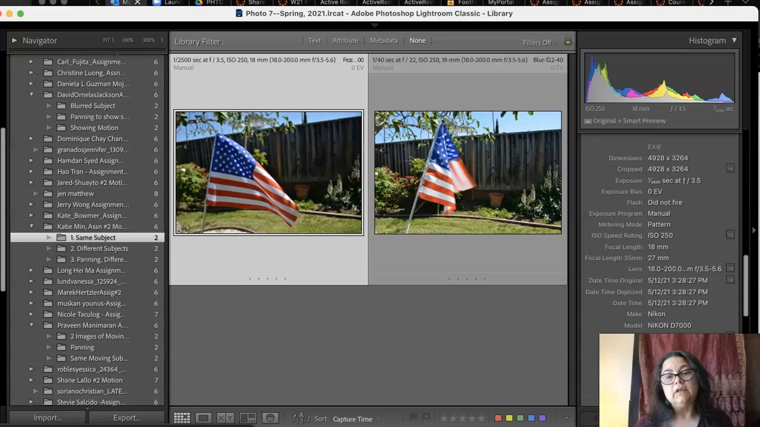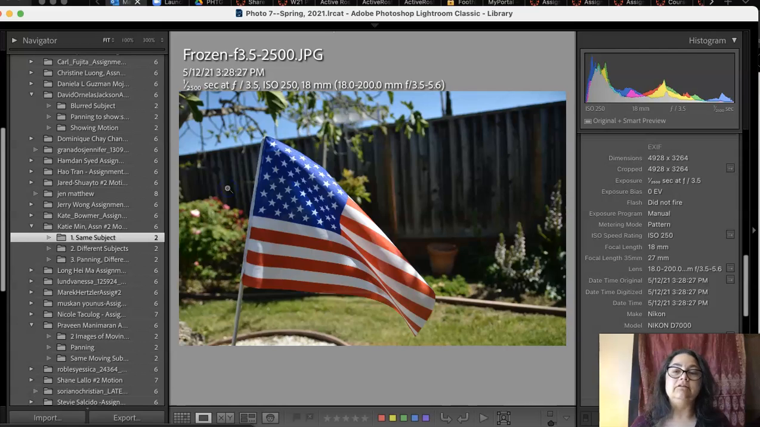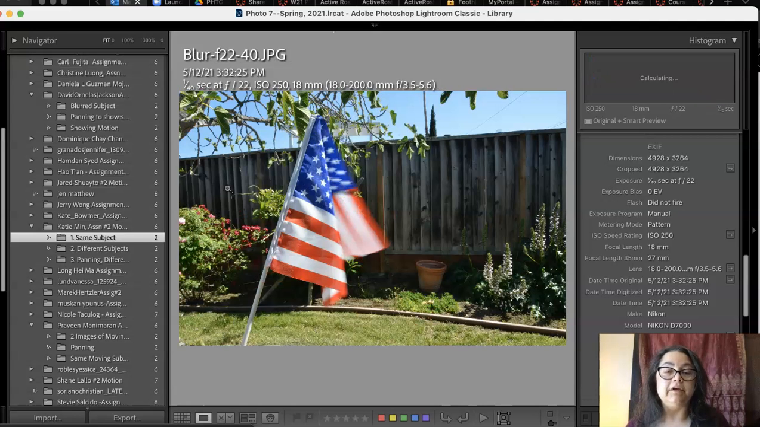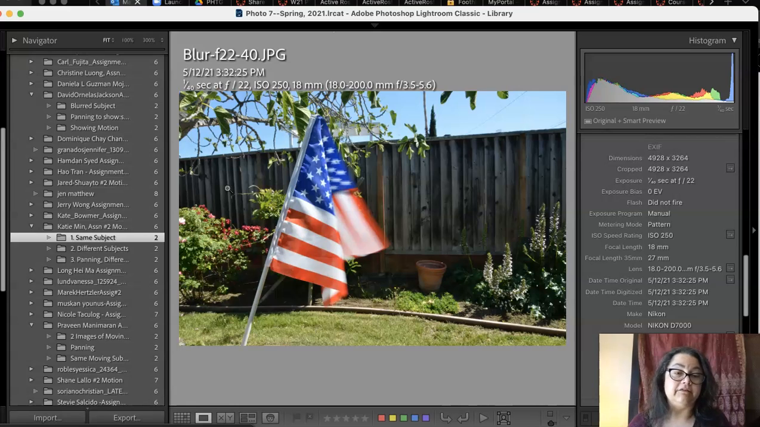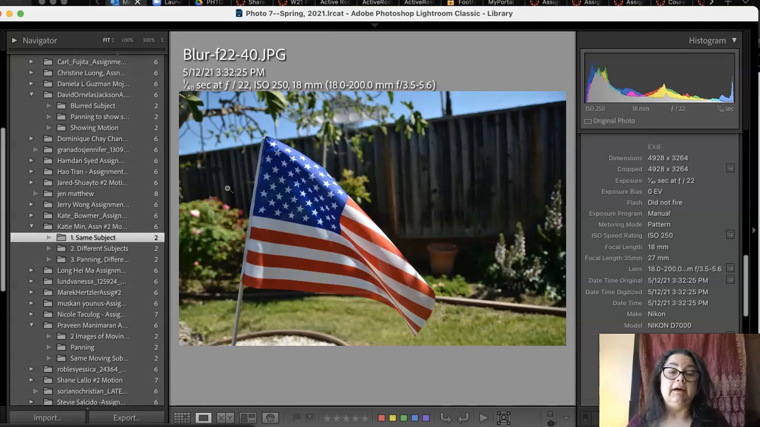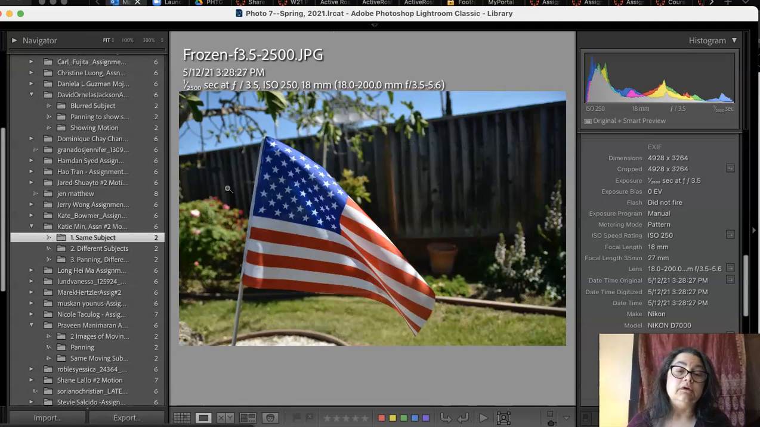Thank you. Katie Min. All right. Very nice job on this assignment overall. So let's take a look at these guys. 1/2500th of a second, and then 1/40th of a second. And you're showing the motion beautifully here, even at a 40th of a second, which is slow, but not incredibly slow.